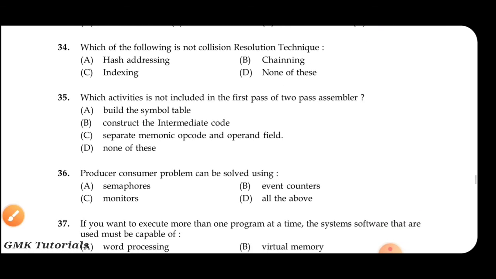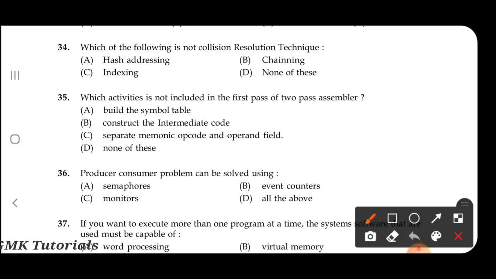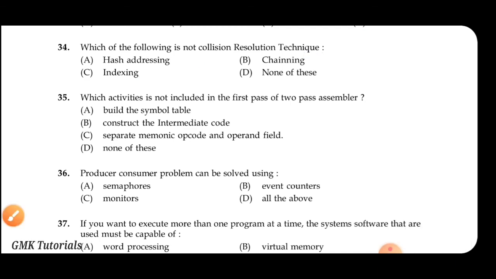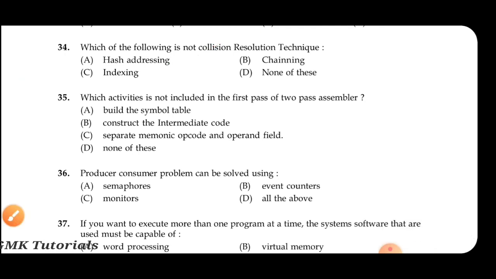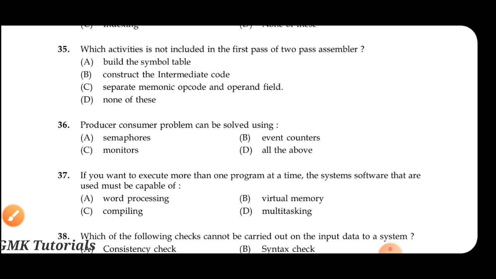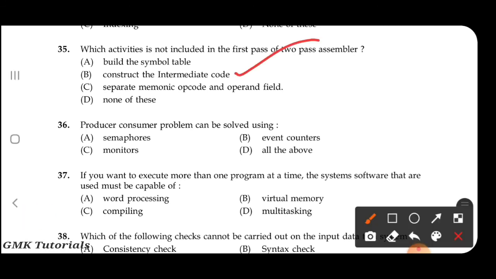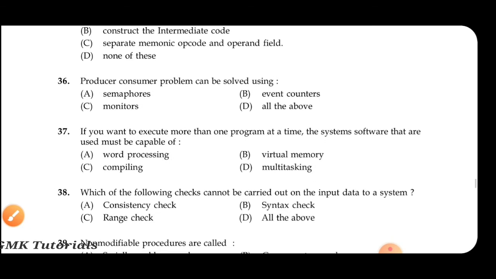34th one. Which of the following is not a collision resolution technique? Chaining and indexing are collision resolution techniques, but they are asking which is not a collision resolution technique. So hash addressing is the right answer. Which activity is not included in the first pass of an assembler? Construct the intermediate code. Answer.